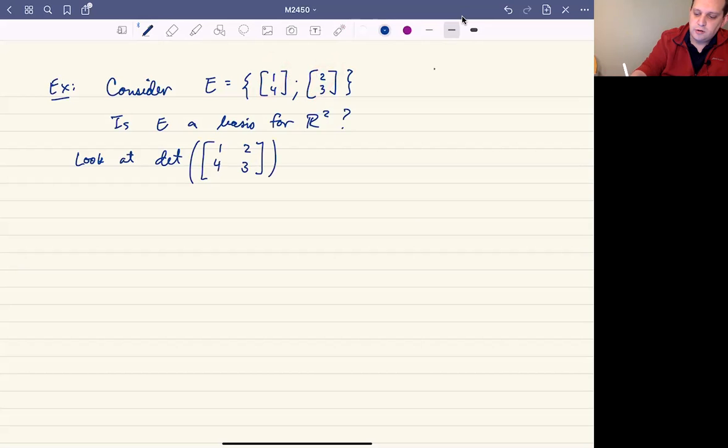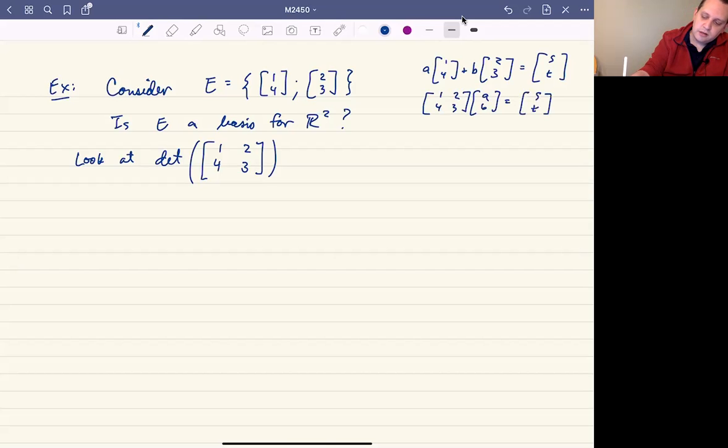In other words, if I take, say, different constants, A times (1, 4) plus B times (2, 3), can I write every possible vector, say (s, t), as a linear combination of these two vectors? We talked about why it's enough to think of this as a matrix equation: the matrix 1, 4, 2, 3 times (A, B) equals (s, t). Then knowing the determinant is enough to tell us whether there's a unique solution or whether there's any solution at all.